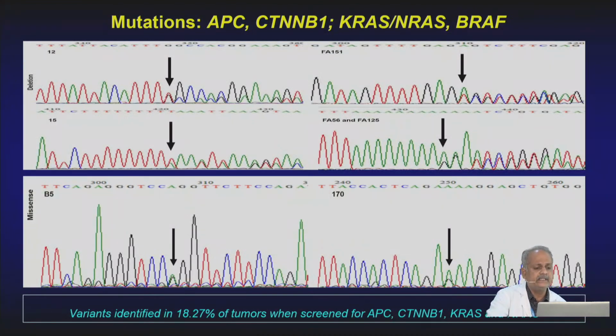We also screened the colorectal tumors for mutations in APC, beta-catenin, KRAS, NRAS and BRAF, which are the typical drivers in the Western population. We identified deletions, insertions and missense mutations in these tumors. However, the variants were only identified in 18.27% of the tumors when we screened for APC, beta-catenin, KRAS and NRAS, which are typical drivers in the Western population, but in a minority in the Indian population.